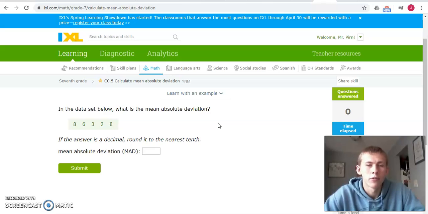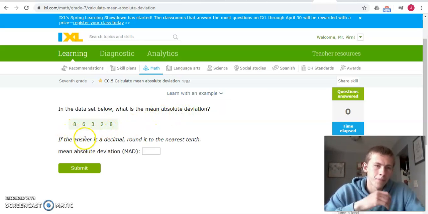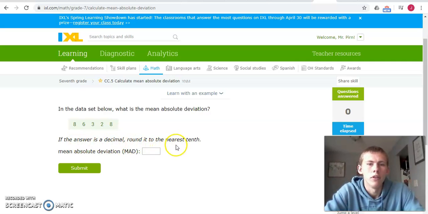And we're going to use a problem straight off of IXL, so I'll read it here. In the data set below, what is the mean absolute deviation? And our numbers here are 8, 6, 3, 2, and 8. If the answer is a decimal, round it to the nearest tenth.